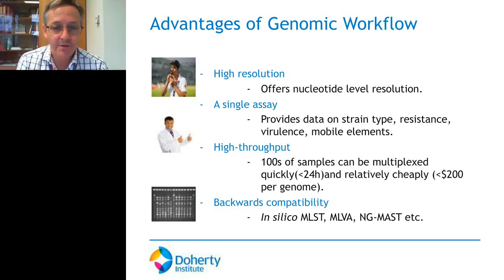Well, it's the higher resolution, so this is the highest resolution we can really get in characterizing a microbial pathogen, down to the nucleotide level. It's a single assay, so actually what we potentially can do is do a lot of our public health microbiology using a single type of assay and feeding in different microbiological questions into that. And this might provide data on strain type, resistance, virulence, and mobile elements. And it can also be very high throughput, so hundreds of samples can be multiplexed in an assay, and you can get the answer reasonably quickly. It's not within hours, but it's within days. And actually, it's relatively cheap when you're talking about a number of different assays that you might be able to replace with a single assay.